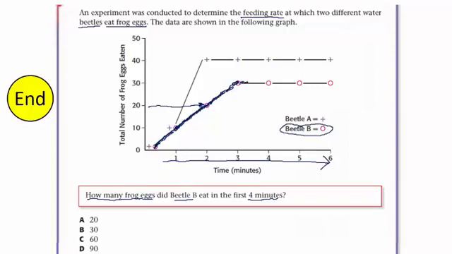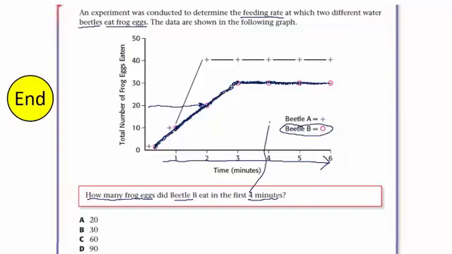What's happening right here in this stretch? At this point, Beetle B is full and not eating any more eggs. There has to be a limit to how much Beetle B can eat, and we hit it. It was at 30. So after 3 minutes, still 30, 4 minutes, 30, 5 minutes, 30. He has not eaten any more.